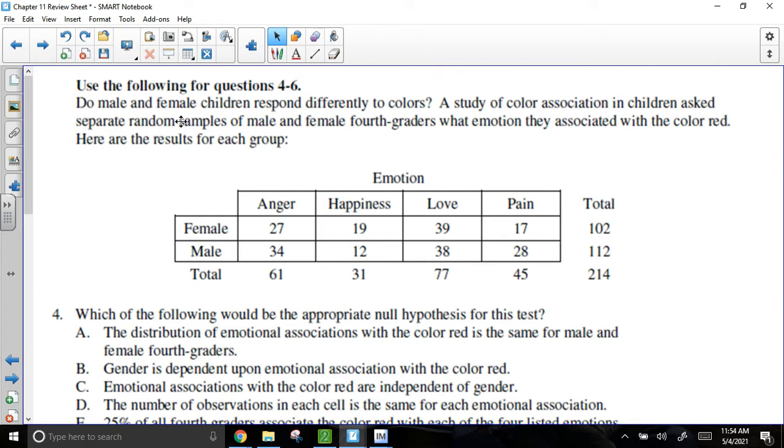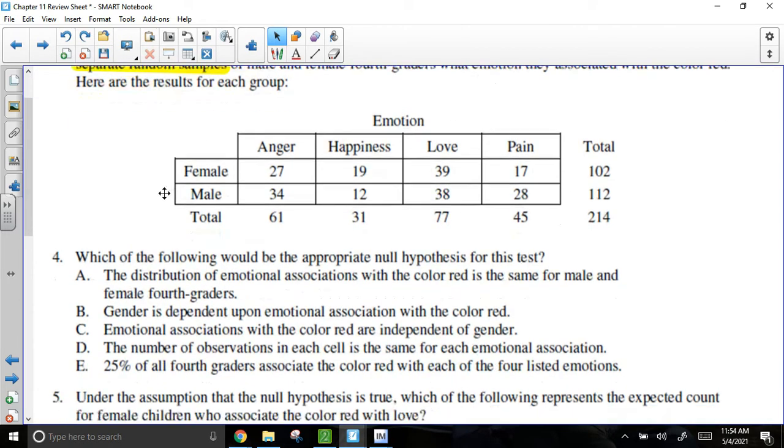Now, I know the question doesn't ask this, but I'm going to ask you right now. Do you know what kind of test this would be? If I say a separate random sample, you should be thinking homogeneity. We will be comparing males to females. Because we're taking separate random samples, it should be a homogeneity test and a comparison of males and females.